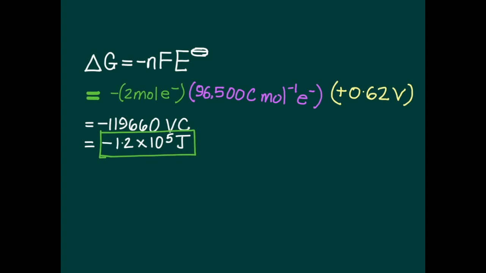But the SI unit of energy is the joule, which is equivalent to volt coulomb, with 1 joule being equal to 1 volt coulomb. So rounding the answer to 2 significant figures and putting it in scientific notation gives an answer of negative 1.2 times 10 to the power of 5 joules. And here it's important to note the negative value for delta G, which symbolizes a spontaneous reaction.